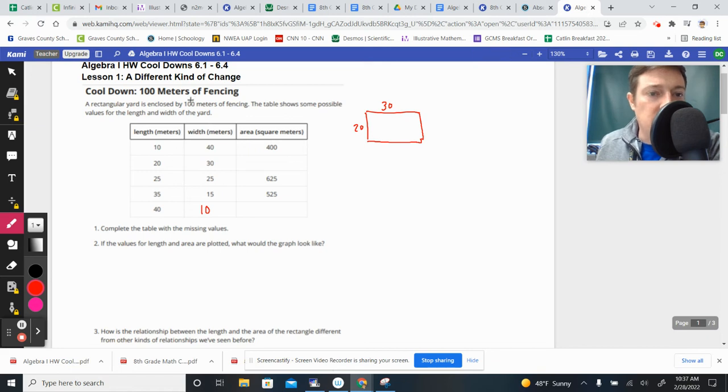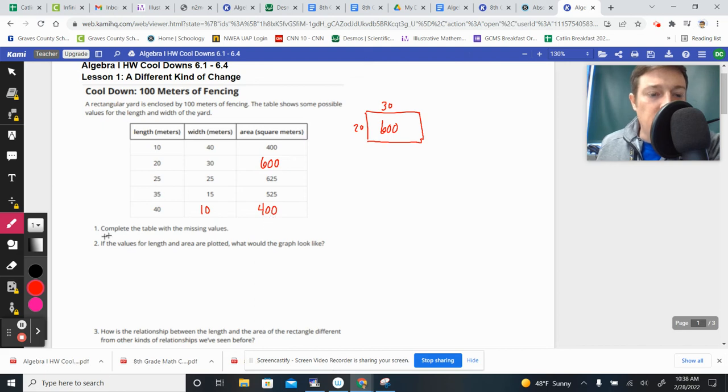I think ours had to add up to 25 because we had 50 meters of fencing, but this is a larger amount of fence. And obviously, to find out how much area is inside, you do length times width. So this particular one right here, where you have a 20 by 30, 2 times 3 is 6. You add 2 zeros. So this would have an area of 600. And this continues for all of them. 25 times 25 is 625. 35 times 15 is 525. And 40 times 10 is going to be 400.